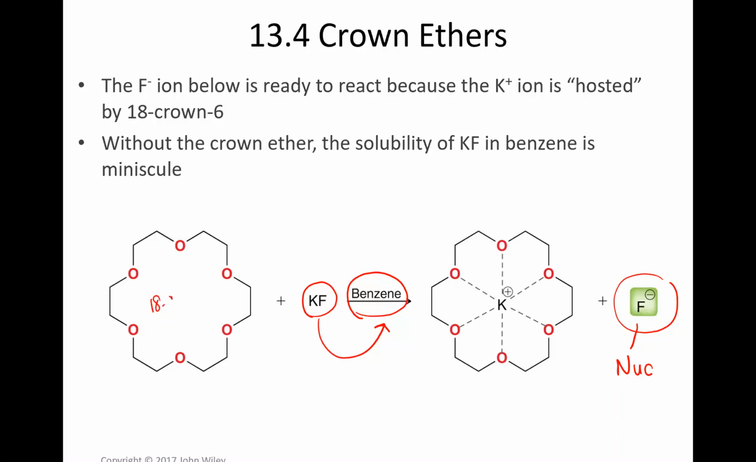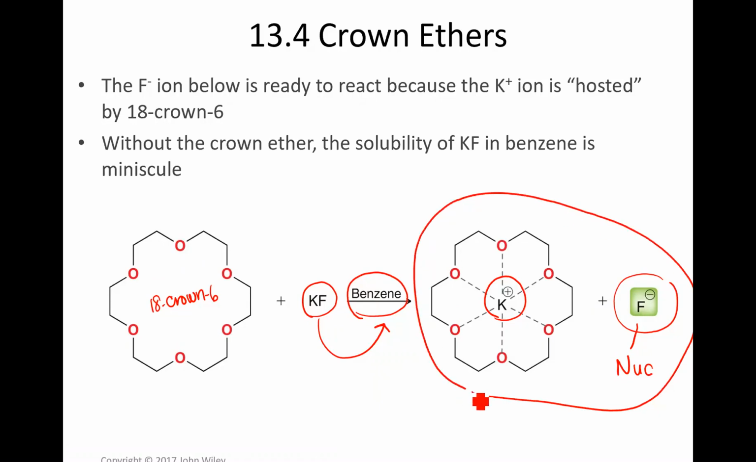So this is again 18-crown-6, and it's the perfect size to host the potassium ion because the potassium ion is very stable. It makes the entire thing, the potassium fluoride, more soluble in benzene. And if it's soluble, it can potentially react. So for example, perhaps we would want to do a nucleophilic substitution, an SN2 reaction with potassium fluoride, and we would need to use a low polarity solvent to dissolve our organic substrate.